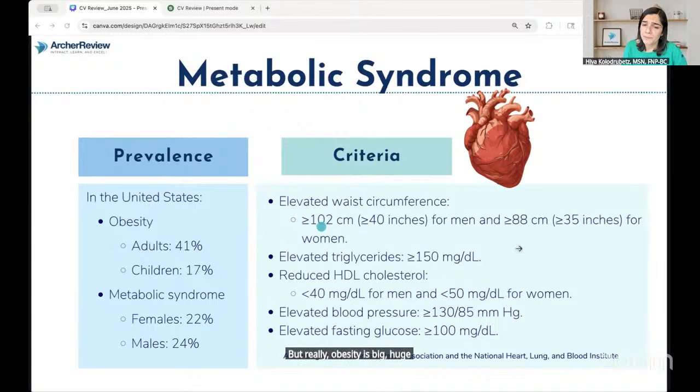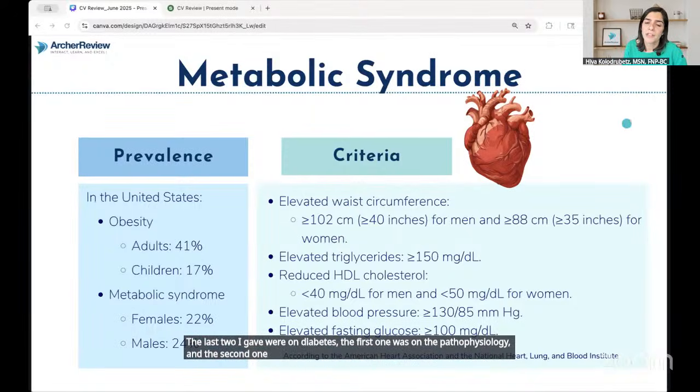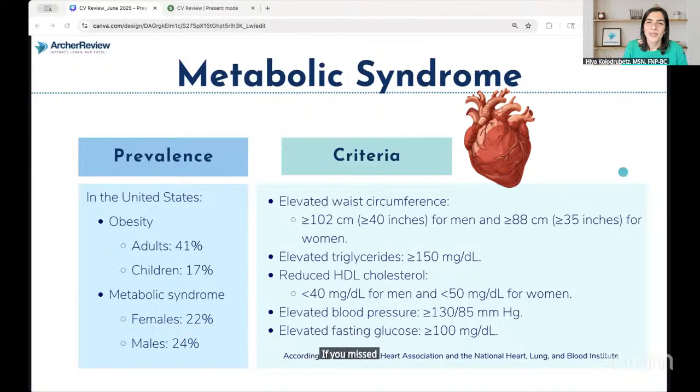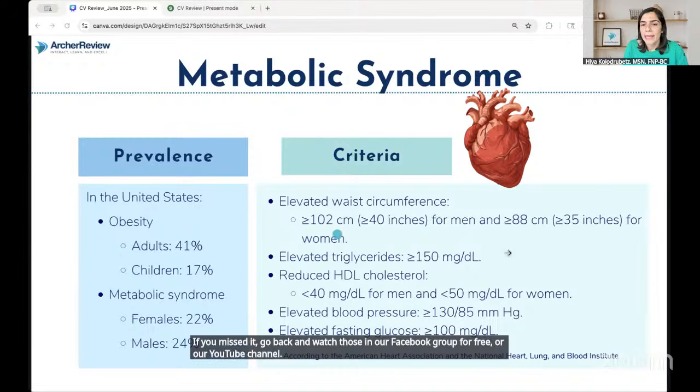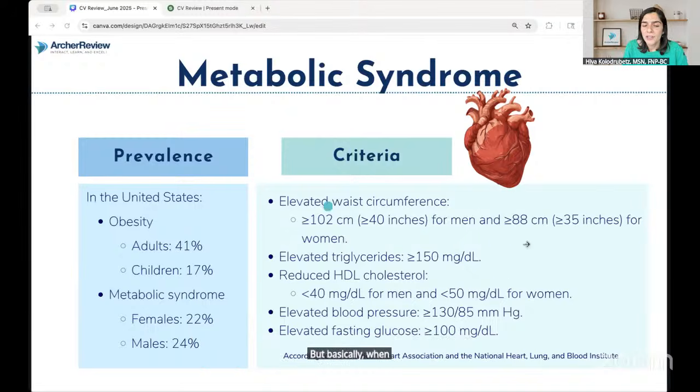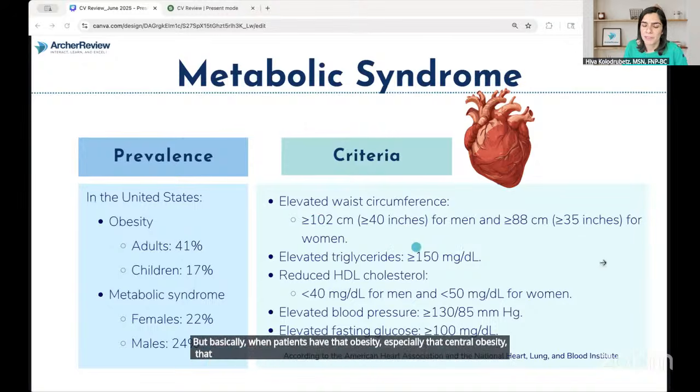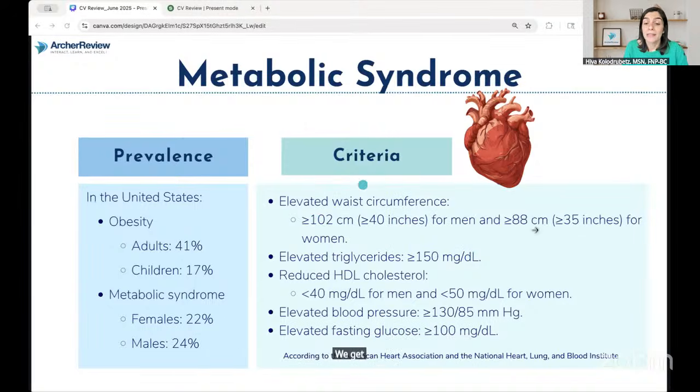Number one, it causes a lot of things like insulin resistance, more on a cellular level. If you guys have been watching the webinar series, the last 2 I gave were on diabetes. The first one was on the pathophysiology, and the second one was on the pharmacology. If you missed it, go back and watch those in our Facebook group for free or our YouTube channel. But basically, when patients have obesity, especially central obesity, where the waist circumference is really high, we get a lot of insulin resistance on a cellular level.